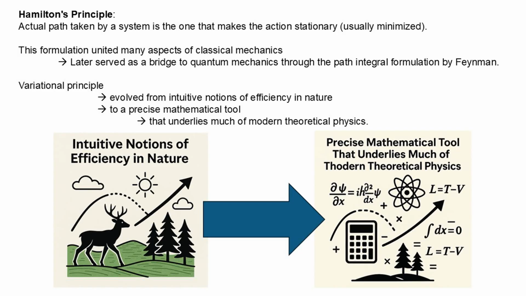Beyond its classical roots, Hamilton's principle laid the conceptual foundation for Feynman's path integral formulation in quantum mechanics, bridging deterministic trajectories with probabilistic amplitudes. What began as an intuitive idea that nature favors efficient paths has matured into a rigorous mathematical framework that underpins much of modern theoretical physics, from field theory to general relativity, revealing the deep symmetries and conservation laws that govern the universe.